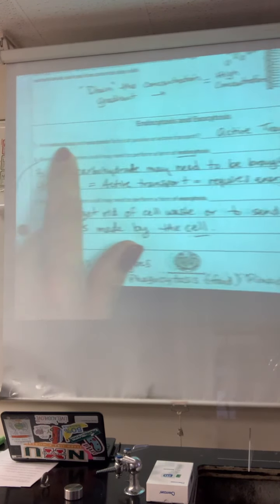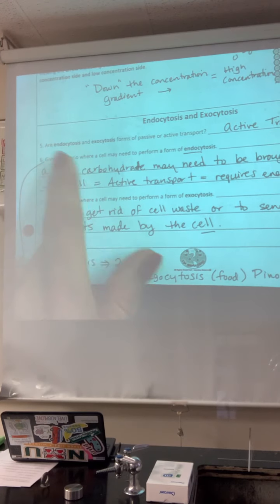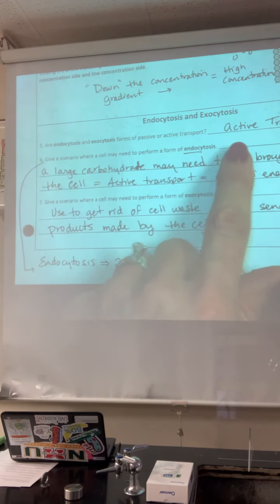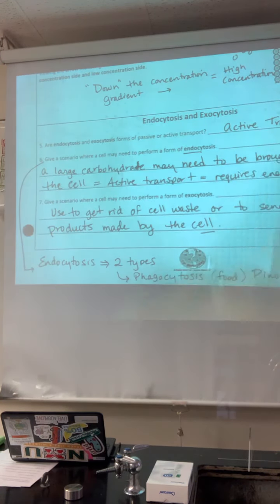Are endocytosis and exocytosis forms of passive or active transport? That's active. Think: active requires energy, okay? Those are totally changing the shape of the cell membrane, so that's going to take energy. Certain things that are large might need to be brought into the cell.